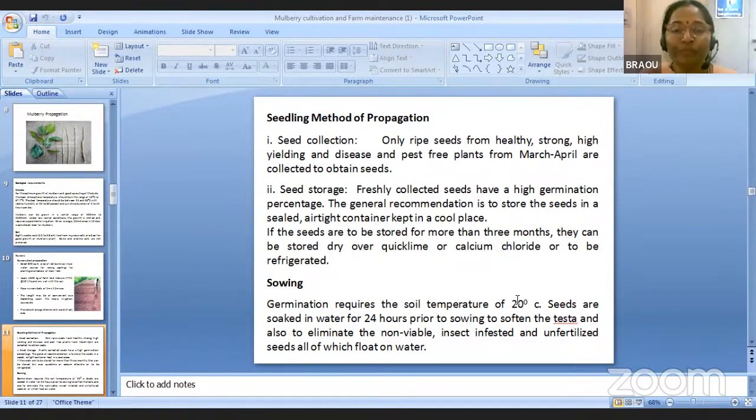So coming to the first one, we're going to talk about the seedling method of propagation. So what is the seedling method of propagation? First thing is, of course, you have to collect the seed. When are you going to collect the seeds and how are you going to collect them?